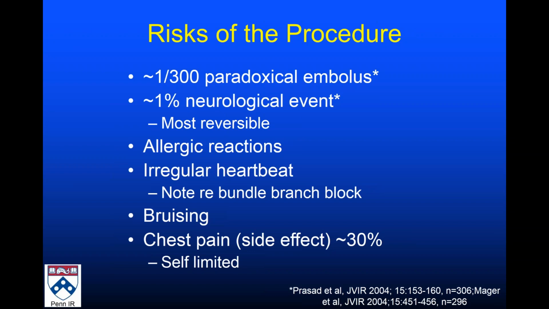There's about a 1 in 300 chance of having a paradoxical embolus, actually, which is what we're trying to stop, and about a 1% chance of a neurological event, which is usually reversible. That would be a TIA or even a stroke. There's also the possibility of allergic reactions and irregular heartbeats, and one thing to tell your doctor is that if you have something called a bundle branch block, or if you've been told you have an abnormal EKG, tell your doctor so that they can check that beforehand.